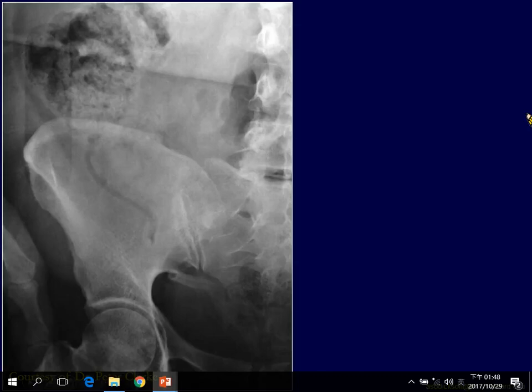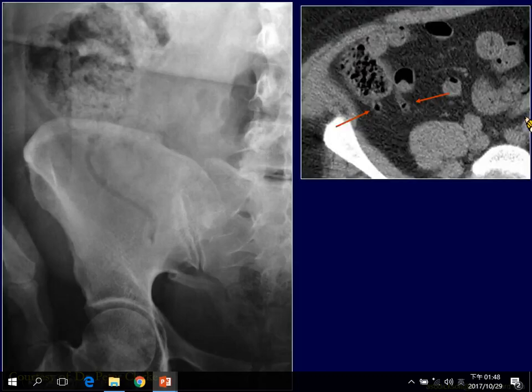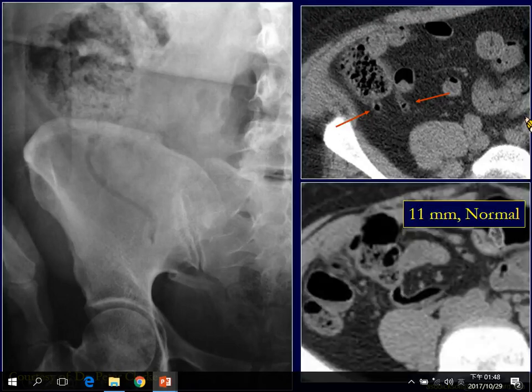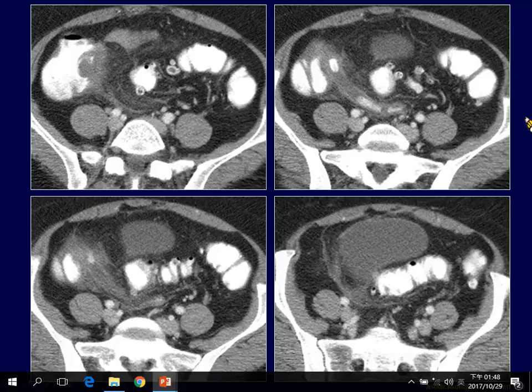This beautifully normal appendix fills all the way through with gas. This is the CT correlate for that. We have a nice narrow appendix filled with gas here. This is another normal appendix, but it is 11 millimeters. So we can't use that 6 millimeter rule of thumb too severely, particularly if it's filled with gas. The appendix can distend to a larger diameter.